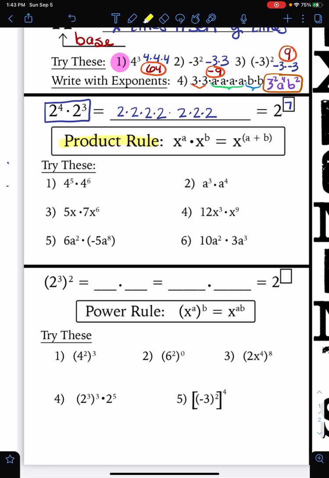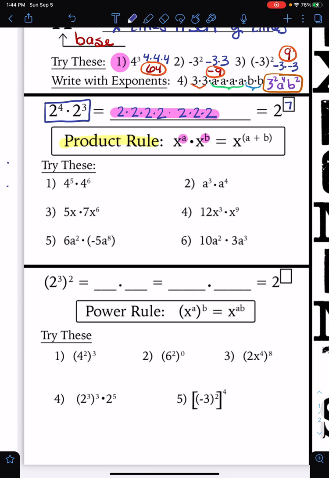The shortcut is called the product rule. If we have the same base and we're multiplying those two expressions, we can add the exponents and keep the base the same, keep it x or whatever number or variable the base is, and add the exponents together. We're still multiplying those two expressions, but the shortcut is to add the exponents. So when in doubt, you can always write it out like this and count up how many you have, but the shortcut will just make it a lot faster.